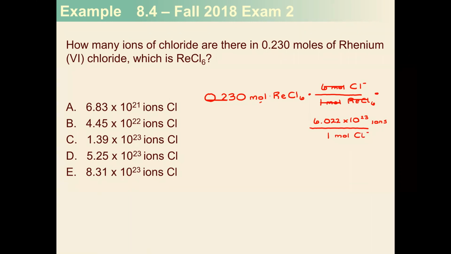So now we can get rid of our moles of rhenium chloride, we can get rid of our moles of chloride, and we are left with ions of chloride. If you go and do this math, you will come out to get an answer of 8.31 times 10 to the 23rd ions of our chloride. If we look at the left, you will see that that is answer E.